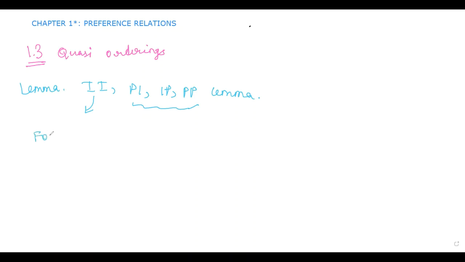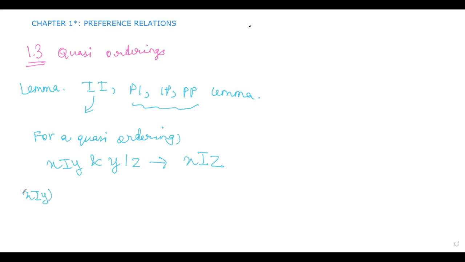What is this lemma? For a quasi ordering, X I Y and Y I Z implies X I Z. This is called the II lemma because we have an I here, resulting in a transitive I here. This is also called II transitivity. So let's prove this. The others will be similar. So X I Y implies XRY and YRX. Y I Z implies YRZ and ZRY.